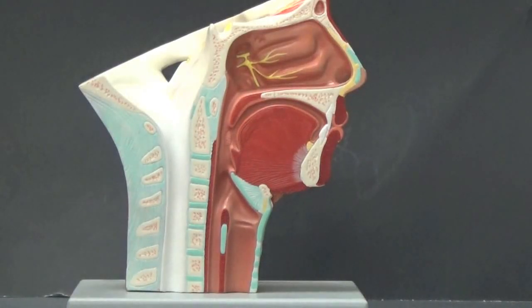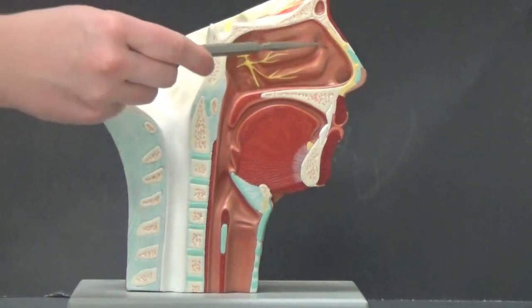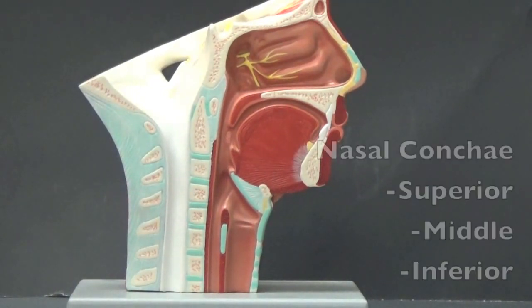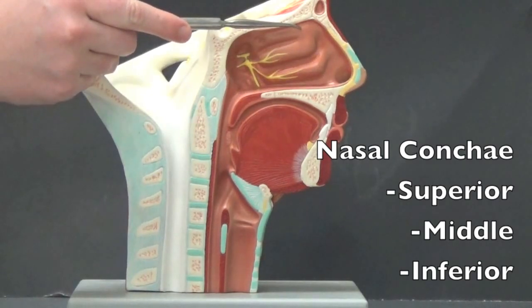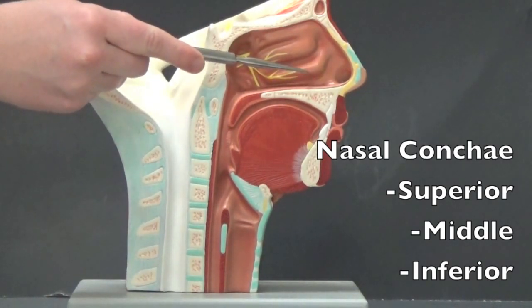Now we will be going over the nasal and oral cavities of the head. To begin, this is the nasal cavity here. Here's the opening of the nose. As air comes in, it's going to be filtered by 3 different nasal concha. Shown here is the superior nasal concha, the middle nasal concha, and the inferior nasal concha.